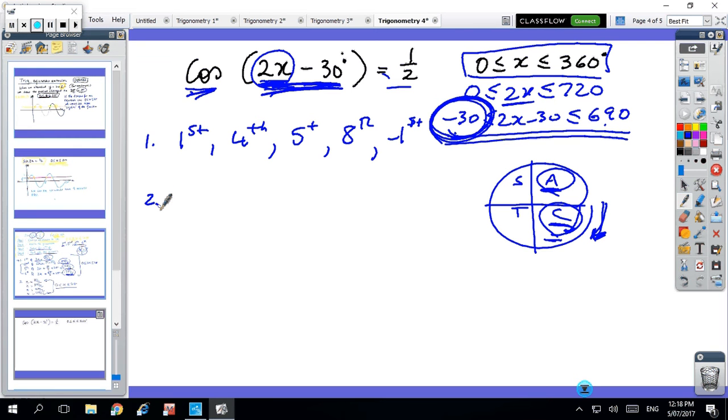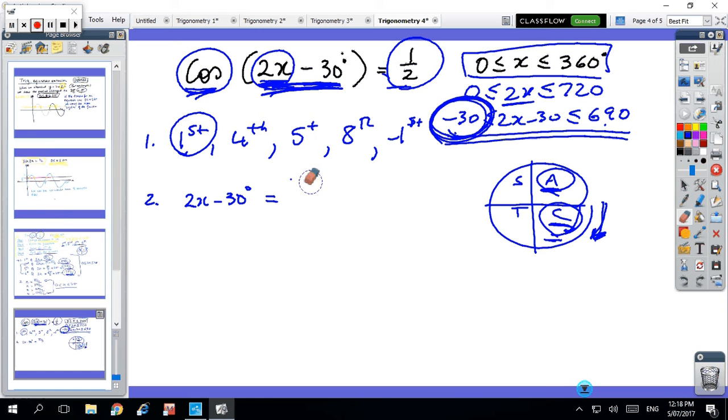Okay, so next step is in the first quadrant. So it's going to be 2x minus 30 equals. In the first quadrant, for cos being a half, you should get pi on 3. And we're in degrees, so not pi on 3. We're going to make that equal to 60 degrees. Okay, because sine starts at a half, so cos finishes at a half.